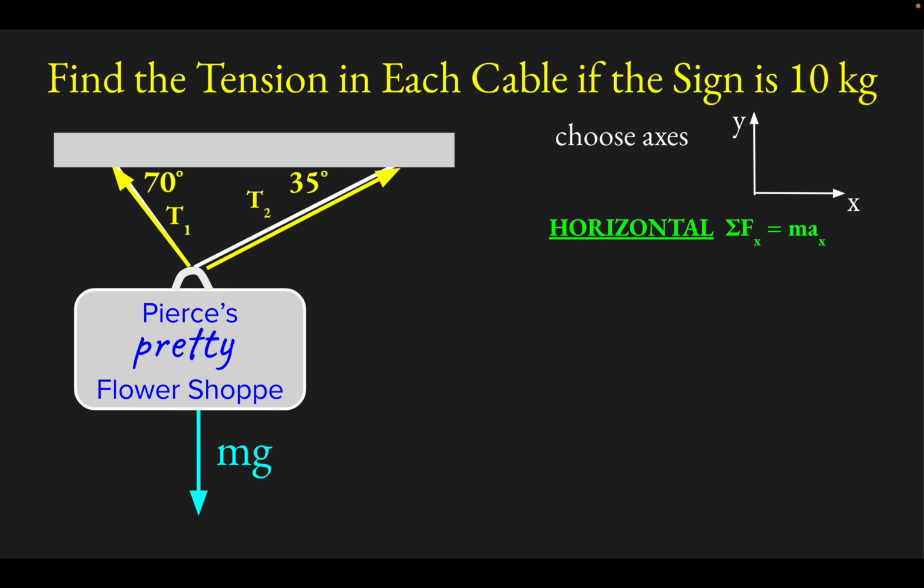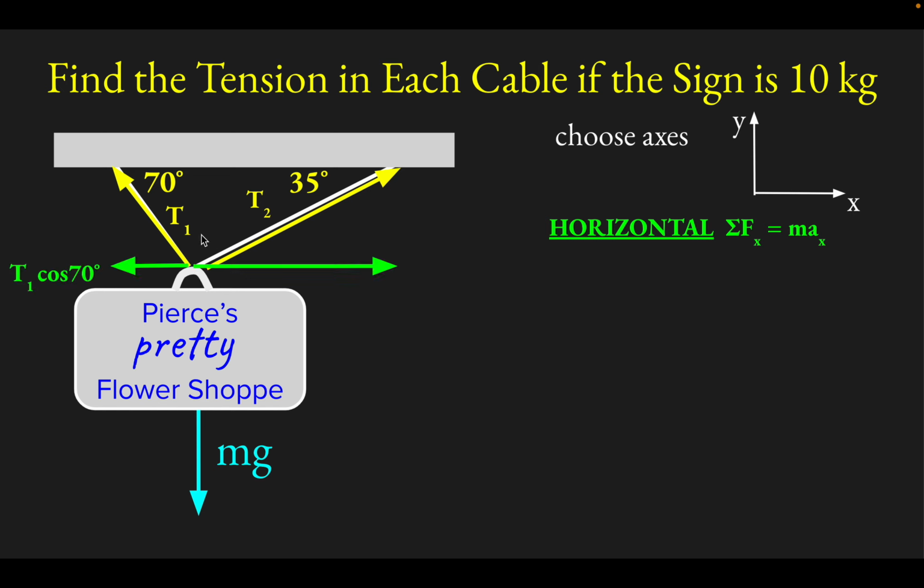For the left side of F equals ma, we have to look for horizontal forces. The horizontal forces would be provided by the horizontal components of the tensions. Here is the horizontal component of tension 1, and here is the horizontal component of tension 2. Those two horizontal forces are going to fight against each other and actually need to cancel out.